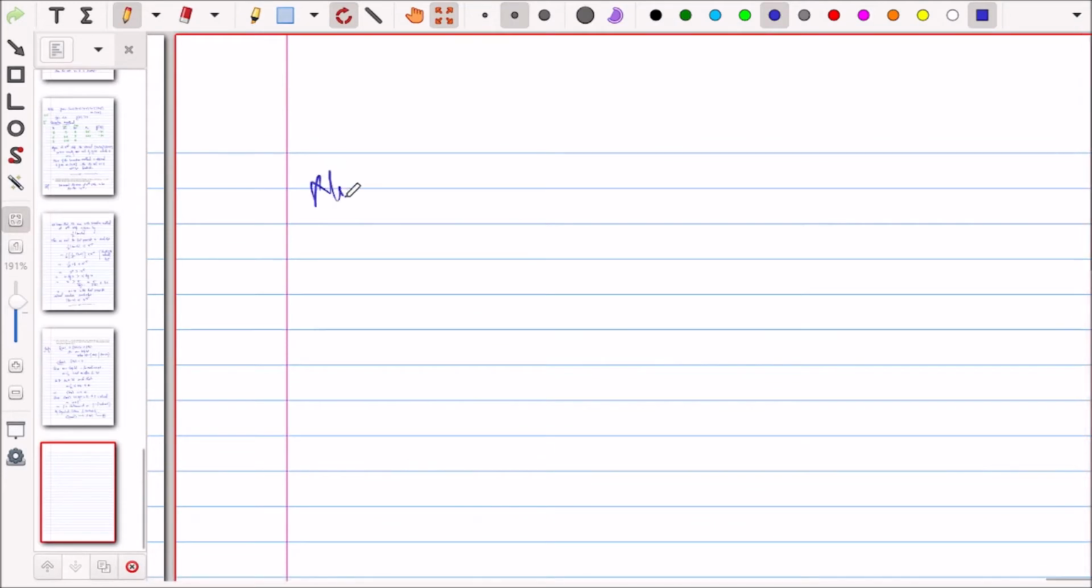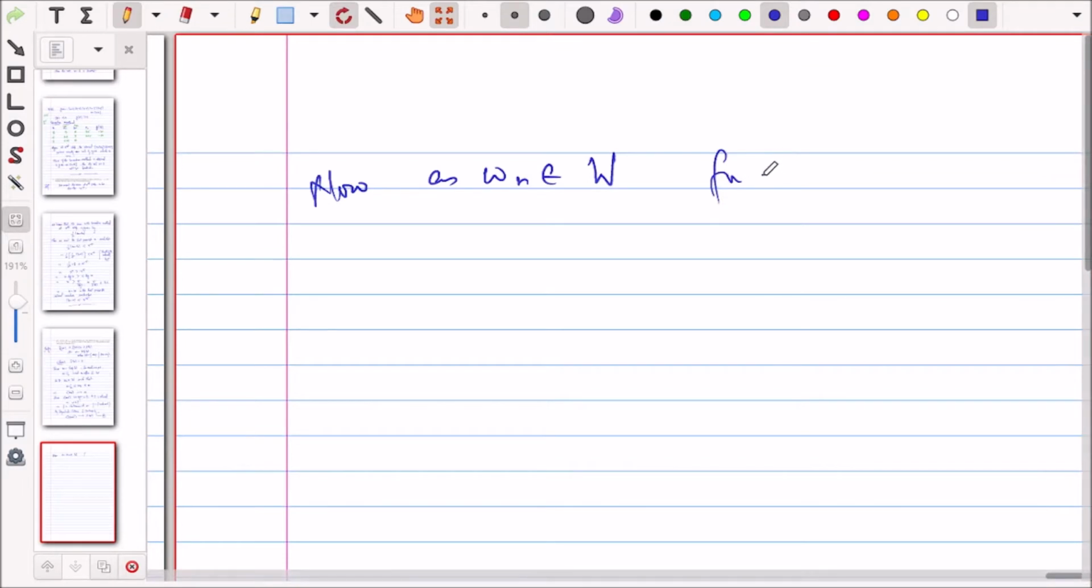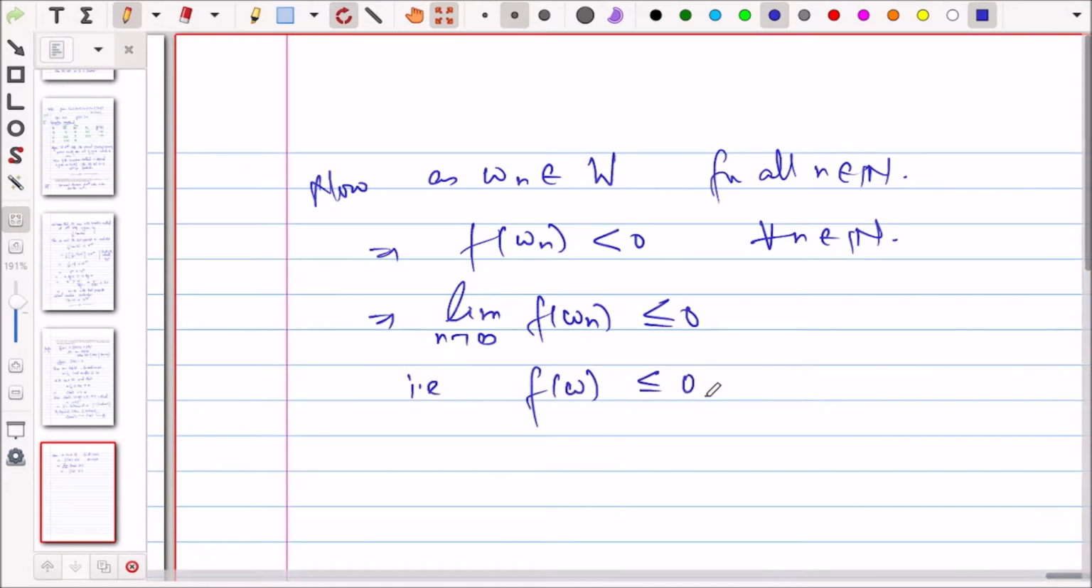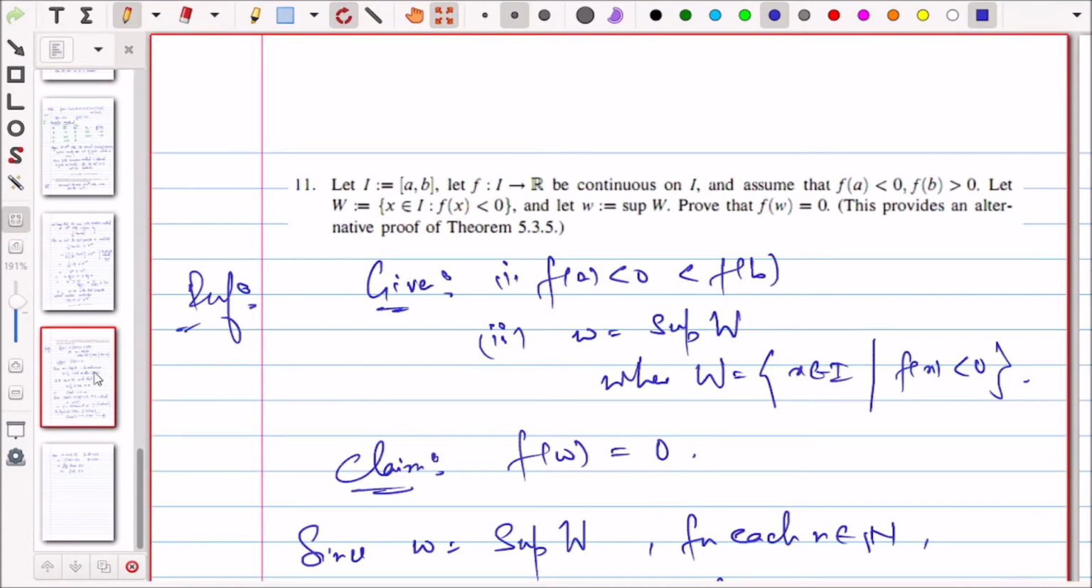Now as wn belongs to W for all n belonging to N, this implies f of wn is strictly less than 0 for all n belonging to N. So this implies the limit as n tends to infinity of f of wn is less than or equal to 0, that is, f of w is less than or equal to 0. But we have to prove that f of w is equal to 0. So we have to construct a sequence outside of W, such that it will converge to w.